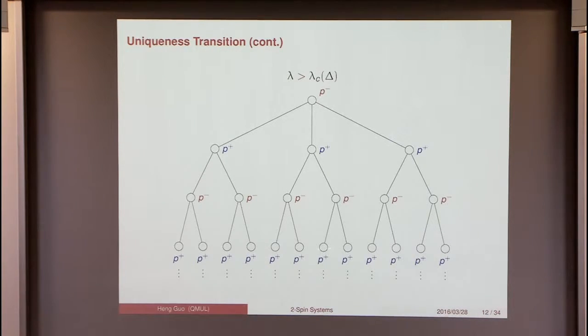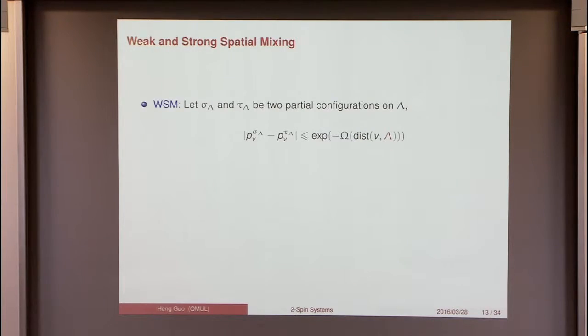they are sort of a p plus or p minus will influence the root being p plus or p minus, even if the distance is very, very long. So the boundary has a non-negligible influence on the root when lambda is larger than lambda c. Okay, so this sort of uniqueness can be formalized as a so-called weak spatial mixing, which says that for two different configurations, two different sort of boundary conditions, the difference of the marginal at the root is exponentially small in terms of the distance from V to the configuration. So this is called weak spatial mixing. This is actually equivalent to the uniqueness if we ignore the decay rate part, the exponential part.